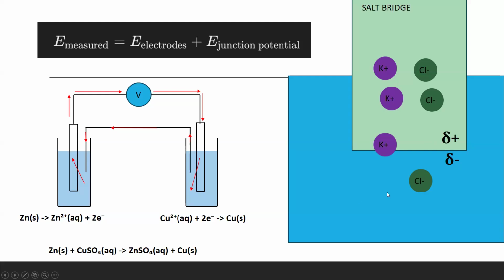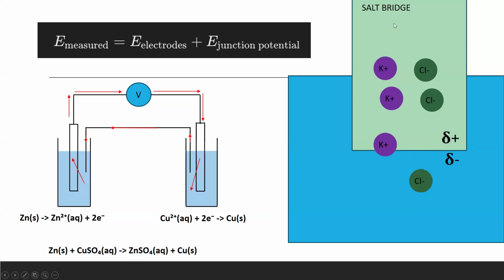Now, this charge differential gives a slight potential that can impact the measurement of your voltage, and it may also change over time. It's well known that with junction potentials, it's difficult to predict how much voltage or how much error you will get because of them. And it's not necessarily something that stays constant between different samples.